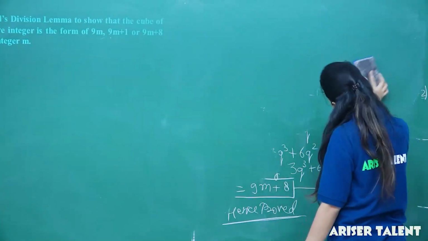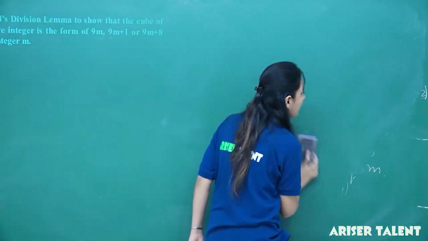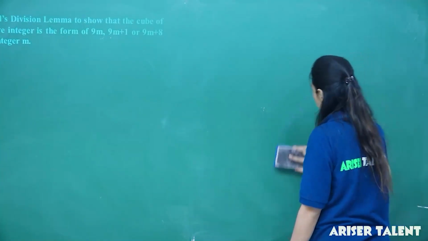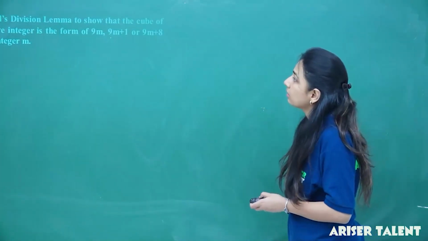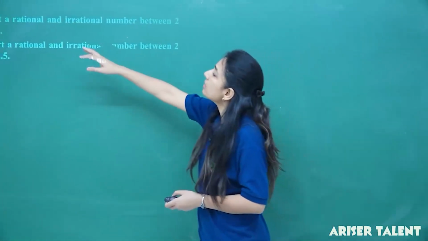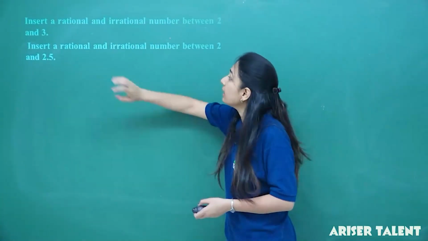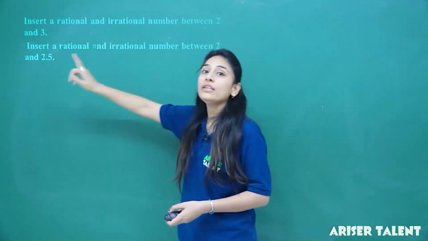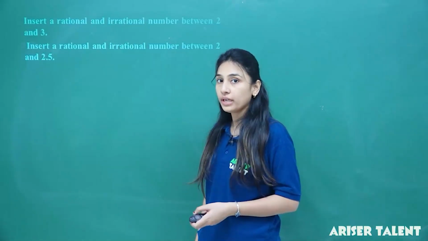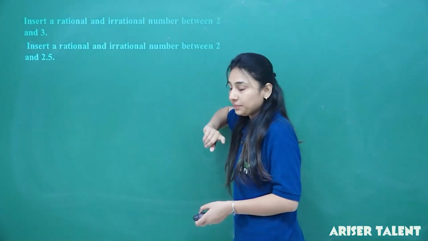Now, let's have some more questions that are not based on Euclid's division lemma, because I promised you to practice questions based on different things. Insert a rational and irrational number between 2 and 3. Insert a rational and irrational number between 2 and 2.5. Okay, one rational and one irrational.